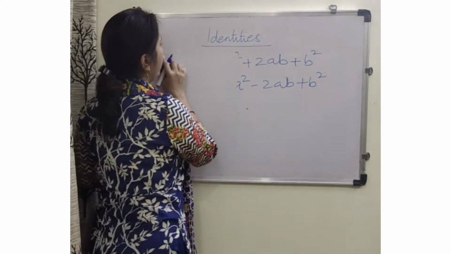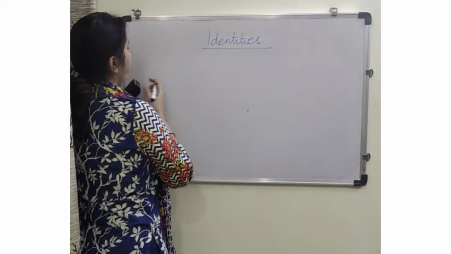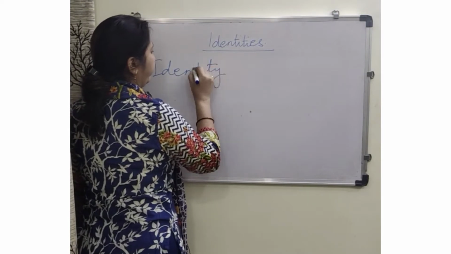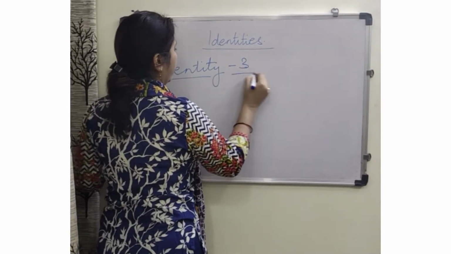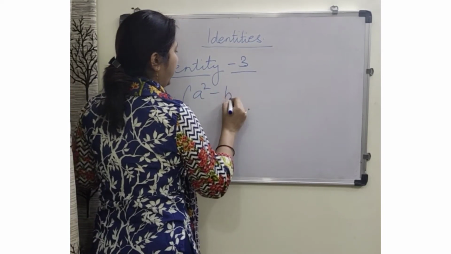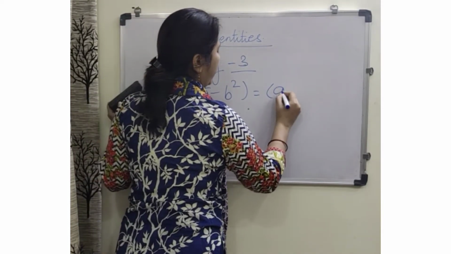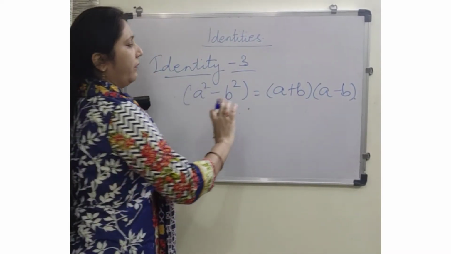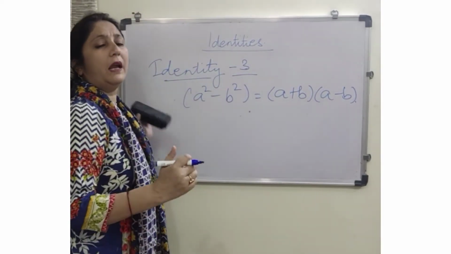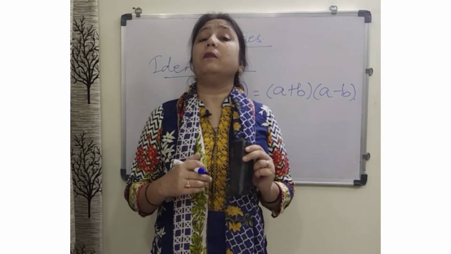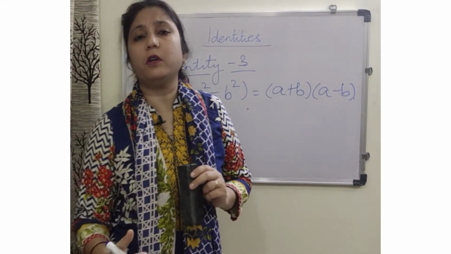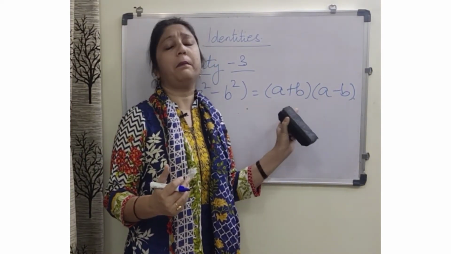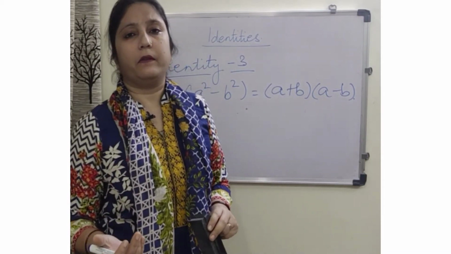Today I am going to introduce the third identity, that is a square minus b square. Its expansion is (a plus b) into (a minus b). You can write it as (a minus b) into (a plus b) as well, as per the commutative law, as commutative law is true for multiplication. So you can write any of these two brackets at the first place.